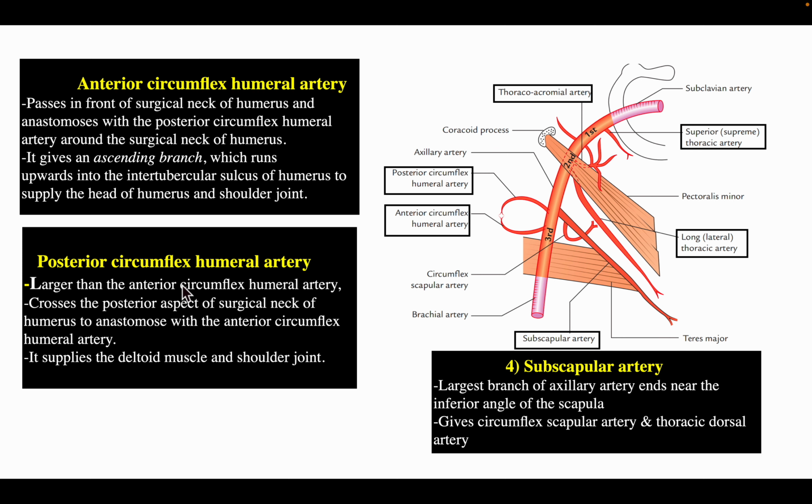Similarly, the posterior circumflex humeral artery is larger than the anterior circumflex humeral artery. It crosses the posterior aspect of surgical neck of the humerus, and it also anastomoses with the anterior circumflex humeral artery. It supplies the deltoid muscle and the shoulder joint.